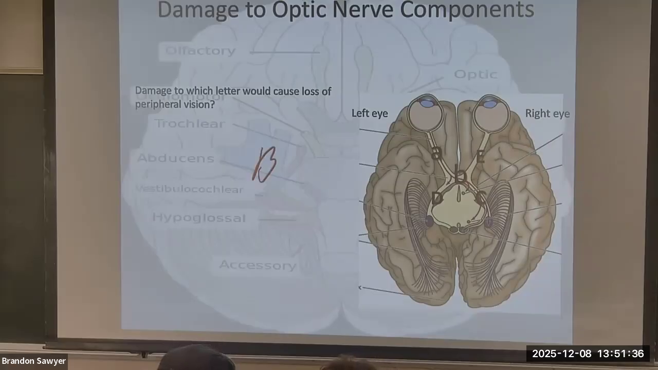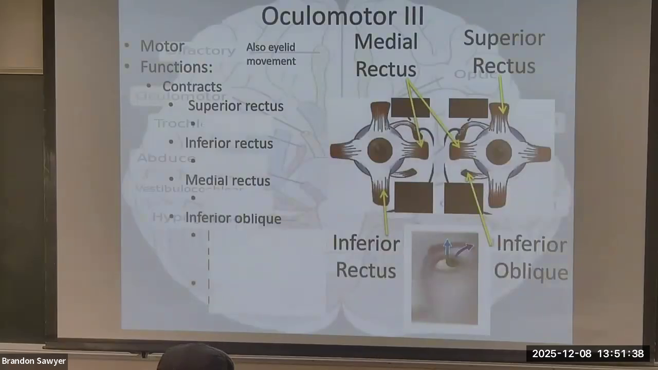Okay. So now we'll go on to the next one, the third cranial nerve, which is the oculomotor nerve. As the name suggests, it has motor functions for the eyes. It innervates four of our six extrinsic eye muscles. We have six muscles that move the eyeballs all around. Four of them are innervated by this nerve.